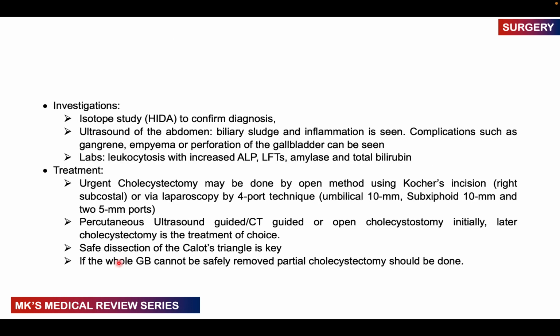The presentation is usually acute, and it's quite similar to the calculous type. The clinical features are similar. So you want to get an isotope scan, a HIDA scan, to confirm your diagnosis. When you do an ultrasound of the abdomen, there may be biliary sludge and inflammation that may be seen, and complications such as gangrene, empyema, perforation of the gallbladder can be seen. When you do your labs, you may get a leukocytosis with an increase in the alkaline phosphatase, as well as LFTs, amylase, and total bilirubin may be increased.